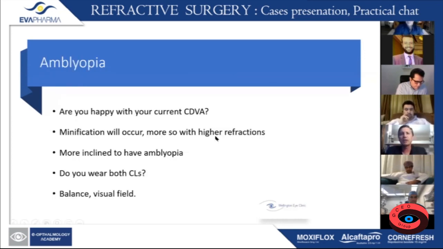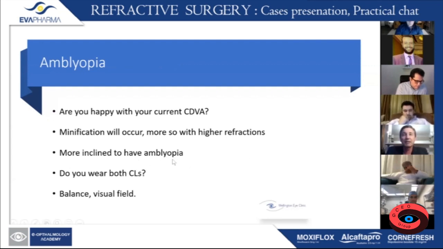We'll also ask patients if they're happy with their current corrected vision, because the moment you do a high hyperope, you're going to get minification. Like with myopia, we get a lot of increase in best corrected acuity because of the magnification. You get the opposite with hyperopia. So more important to think about that.